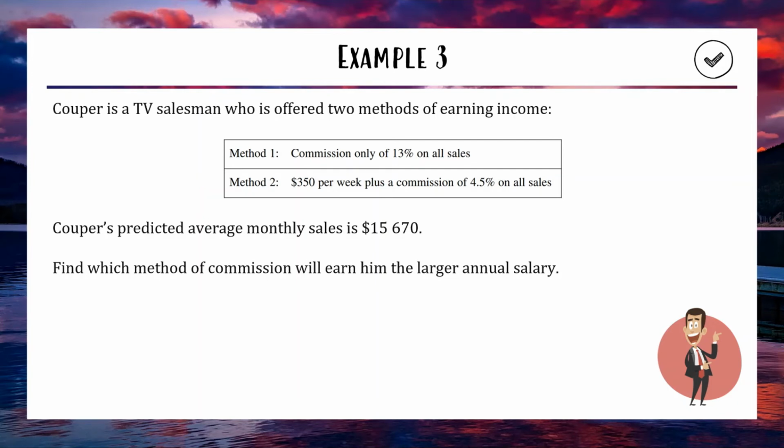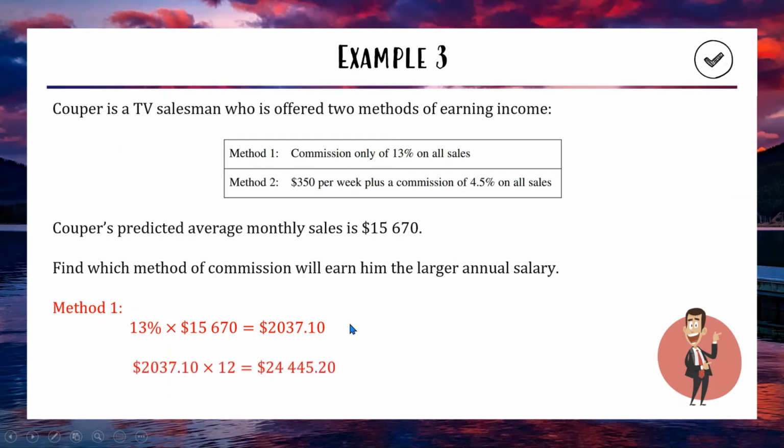All right, so let's look at method 1. Method 1 is we're going to earn 13% of $15,670, and that's going to happen every single month. Okay, so we do 13%, we multiply by 15,670, that gets us $2,037.10. So out of the 15.5 grand, he's being paid $2,000 as commission each month. So again, we are comparing annual salary, so we'll take our monthly figure and we will multiply it by 12, and we'll get Cooper's annual salary of $24,445.20. So there's option 1.